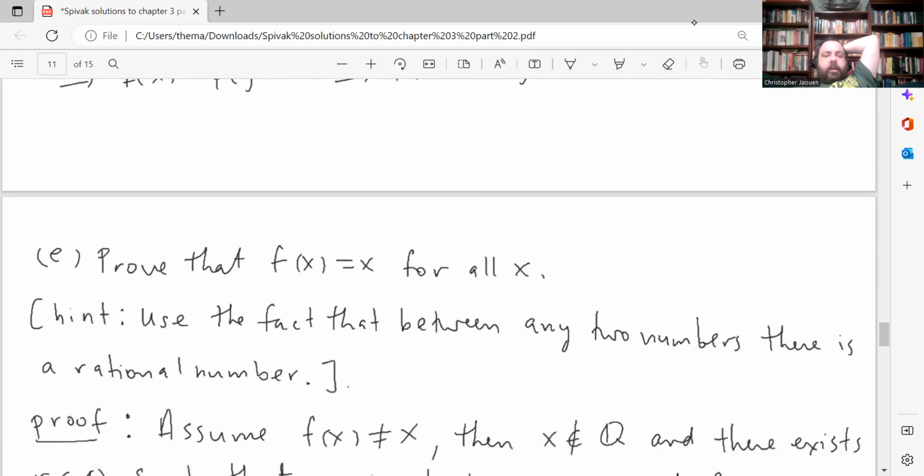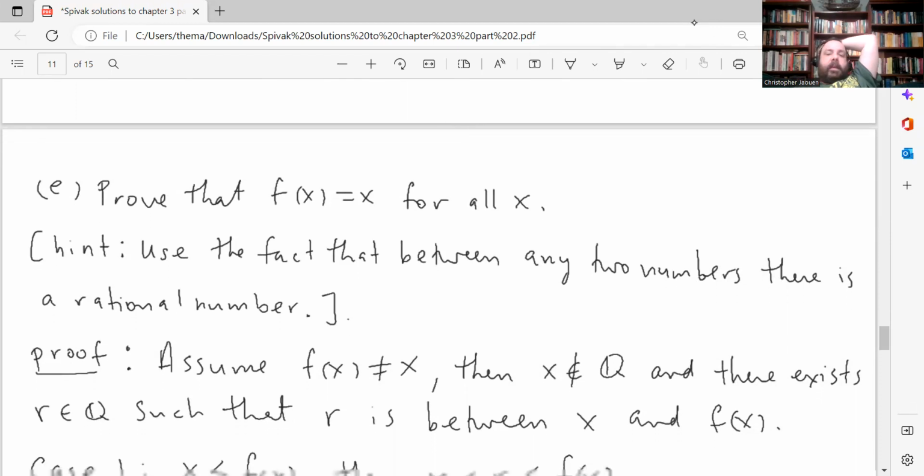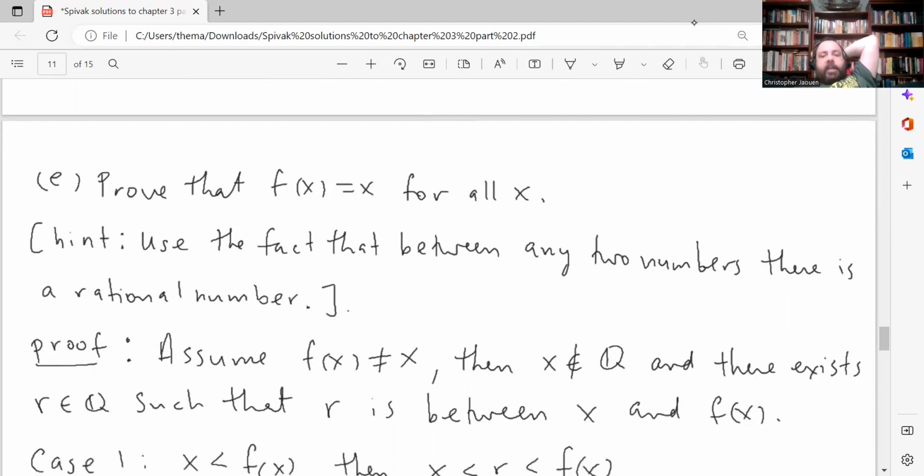All right. Part E, I told you some of these had a bunch of parts. So part E, prove that f of x equals x for all x. And he has a hint here. Use the fact that between any two numbers, there's a rational number.